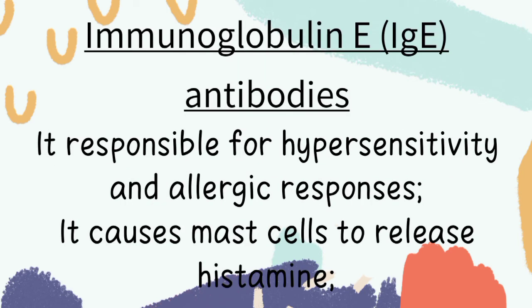Next, we have the immunoglobulin E. The immunoglobulin E, that's the IgE, is responsible for hypersensitivity and allergic response. It causes mast cells to release histamine. So in an exam situation, they may ask you which immunoglobulin or which antibody is released during allergic situations, allergic attacks, allergic responses. So it is the immunoglobulin E.